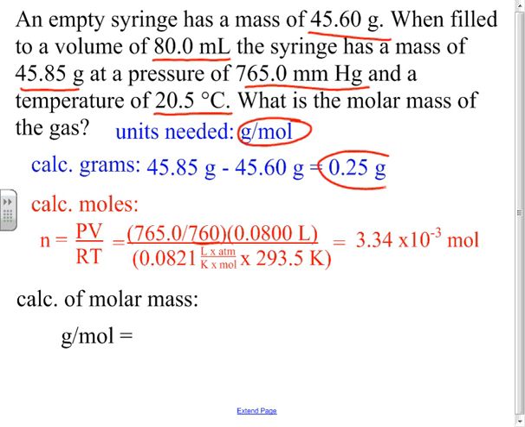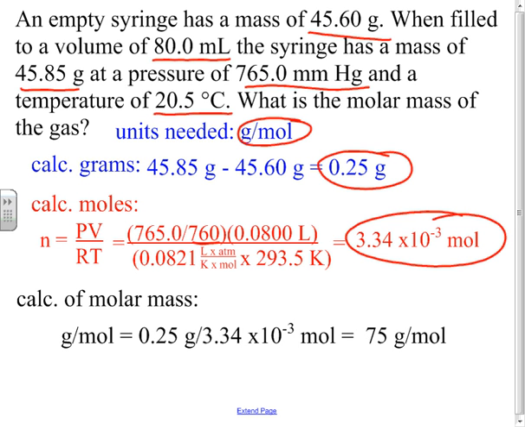So now we have our grams and our moles. And to get the molar mass, we divide the number of grams by the number of moles. So this gas turns out to be 75 grams per mole.